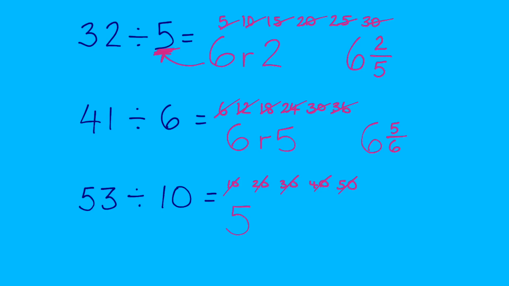5 lots of 10 is 50. I need to get to 53, so that's remainder 3. If I want to write that as a fraction, it's 5 and 3 out of the 10 I started to divide by, so it's 5 and 3 tenths.